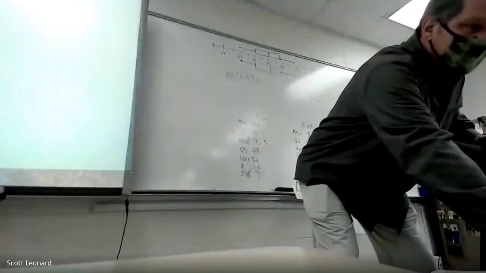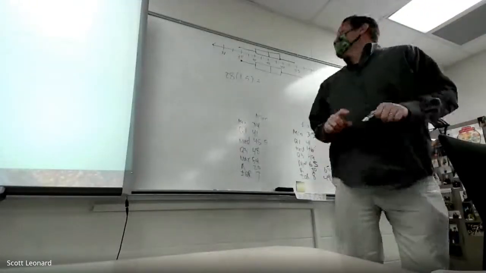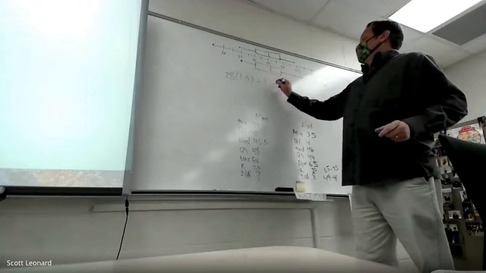All right, everybody good there? All right, last question. Would a pulse of 109 be an outlier? So, what is the IQR? The IQR is 28 times 1.5. Oh, camera went off. That's awesome. 28 times 1.5 is 42.